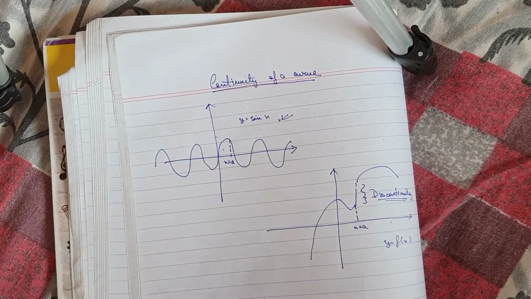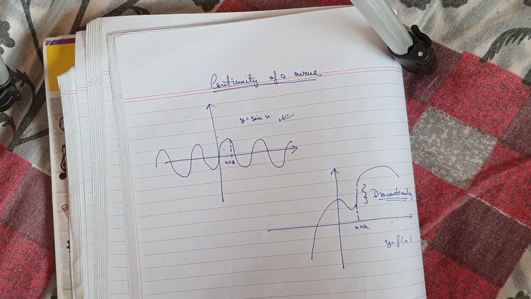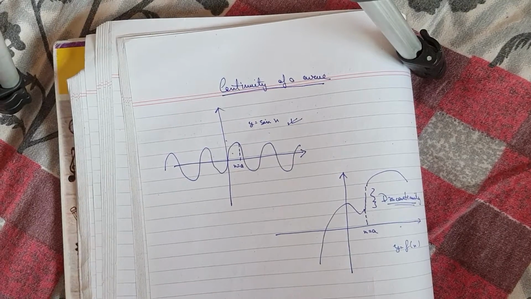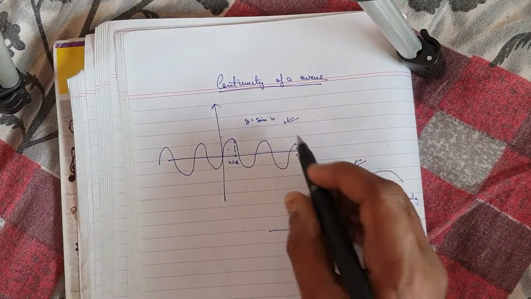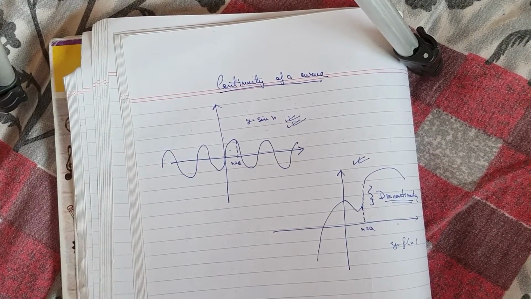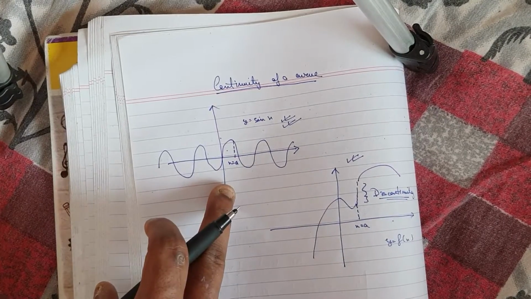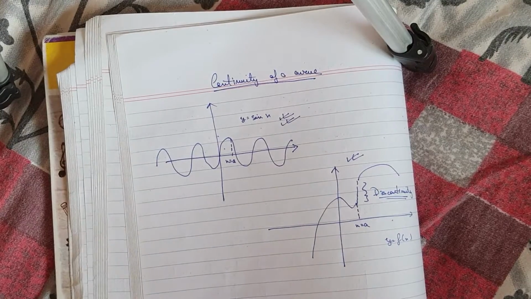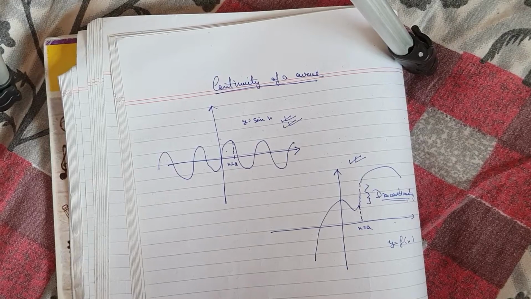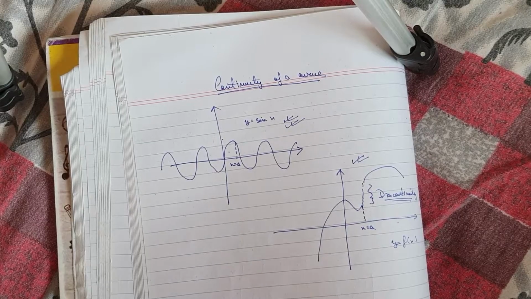These curves which cannot be drawn without lifting your pen are known as discontinuous curves, like this. And these curves which can be drawn without lifting your pen are known as continuous curves. Now continuity is a condition, and we have to know how to find the continuity of a curve at a point. Now how to do so?